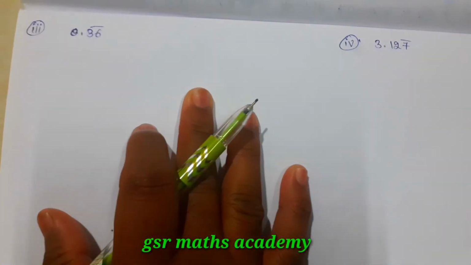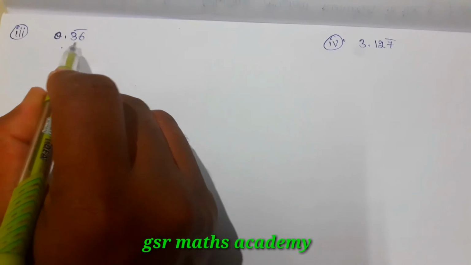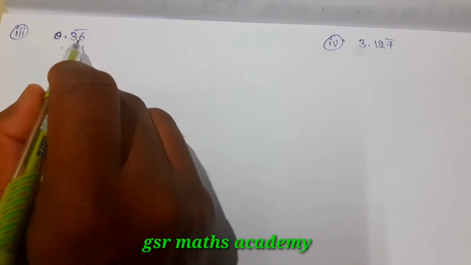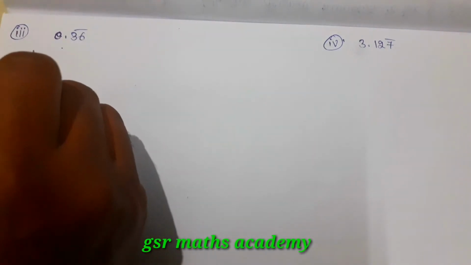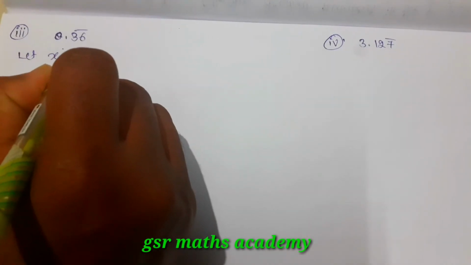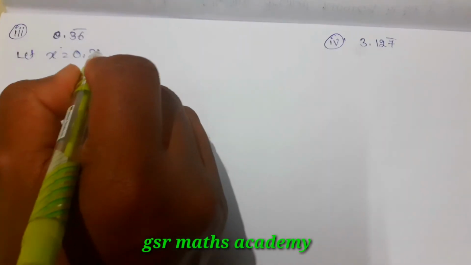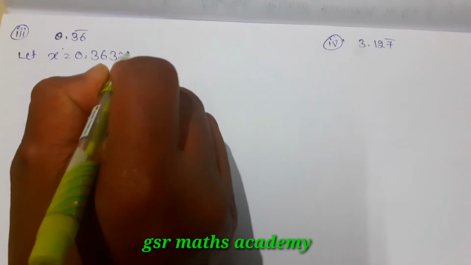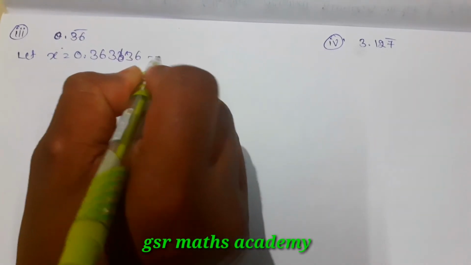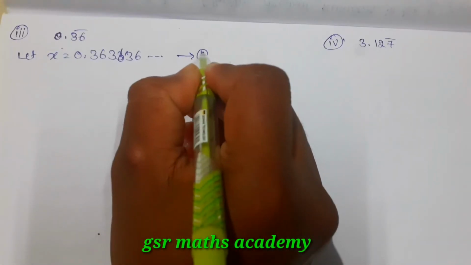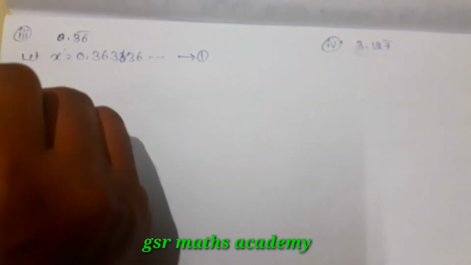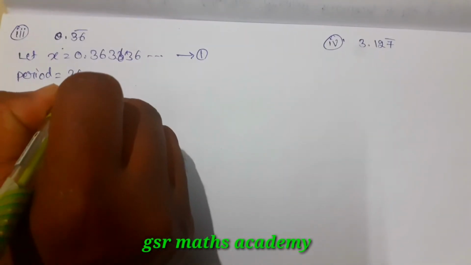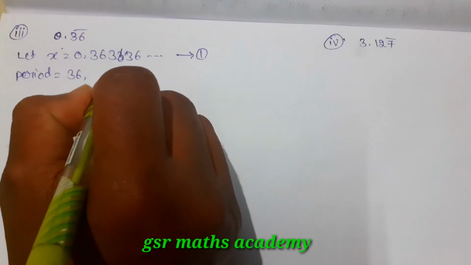The next question is 0.36 bar, with the bar over 36. So I'm supposing that x is equal to 0.36 bar, I'm writing the bar for 36. I'm writing it as 0.36 36 36 and so on, and I'm supposing this as the first equation. Now what is the period here? The period is 36, and the periodicity.